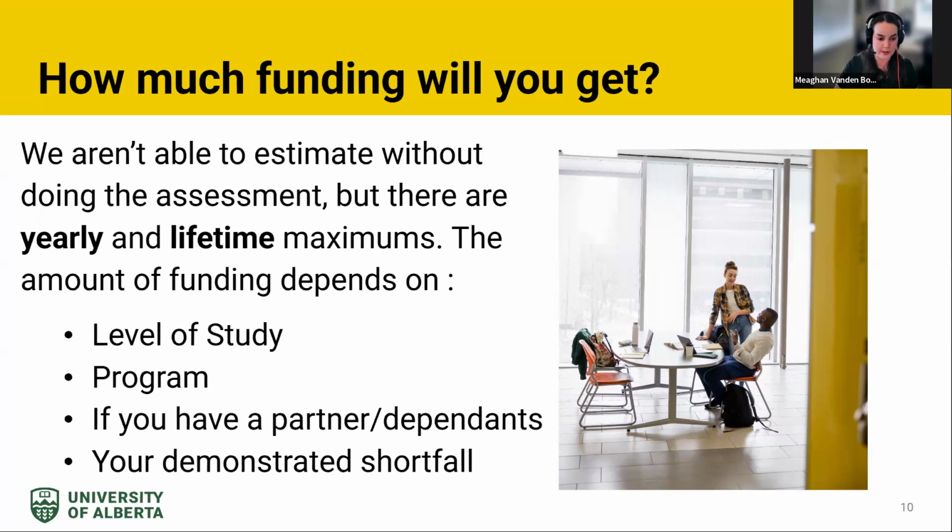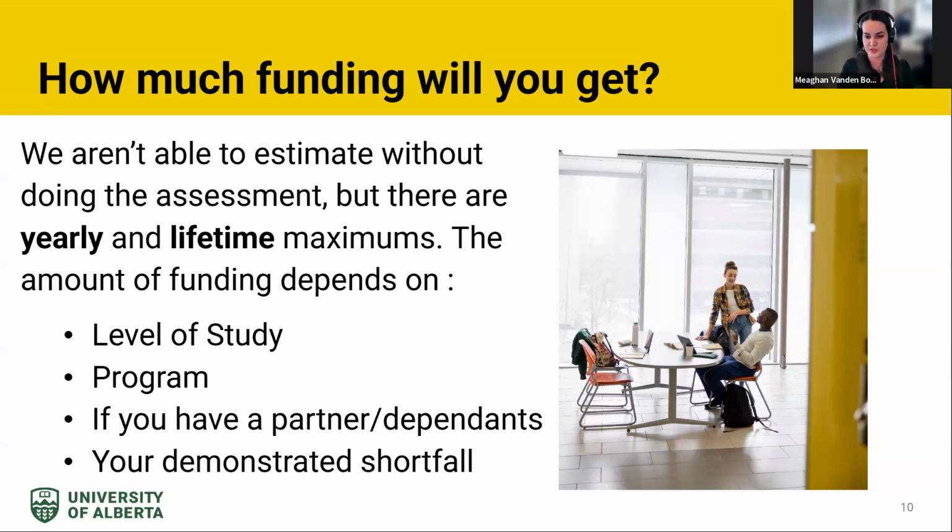what program you are in, if you have a partner or dependents, like more family than just yourself. And of course, the most important thing is what is your demonstrated shortfall? So to put it in very simple terms, if you have $10,000 worth of expenses and $7,000 worth of resources, we would give you $3,000 to help you bridge from 7,000 to 10,000. Lifetime maximums are posted on our website.